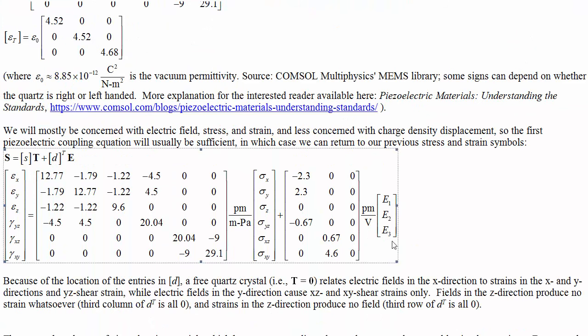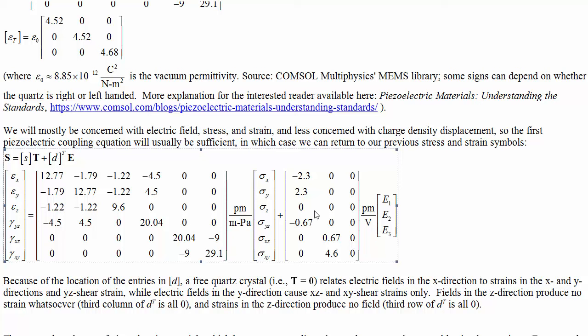Let's look at how quartz behaves. If quartz is free, all of these things are zero, then we'll figure out what kind of strains we get in response to electric fields. Considering how this would multiply out, you can see that X-directed electric fields, E1 here, are going to, through this negative 2.3 term, lead to X strains. And they're also going to lead to Y strains through this positive 2.3 term.